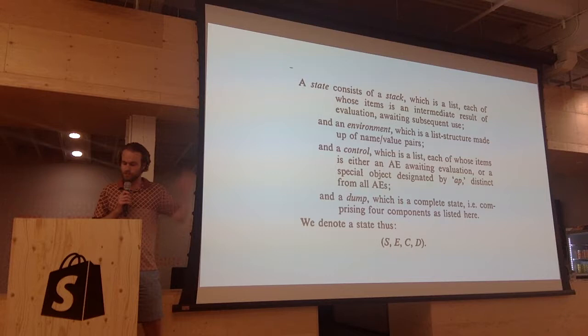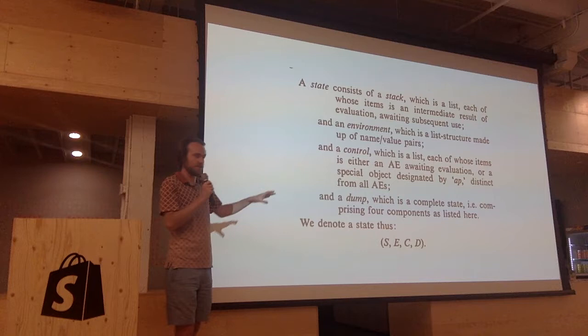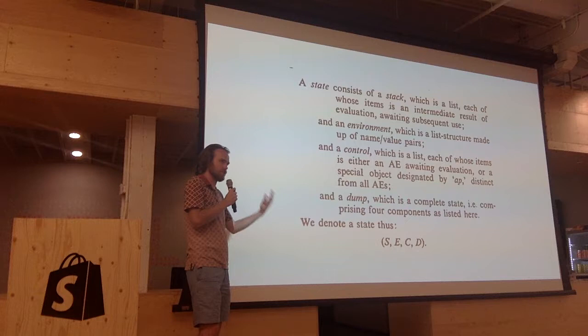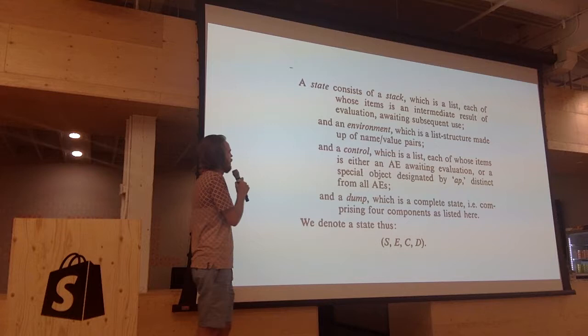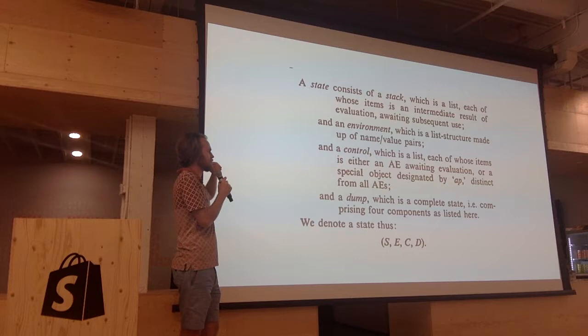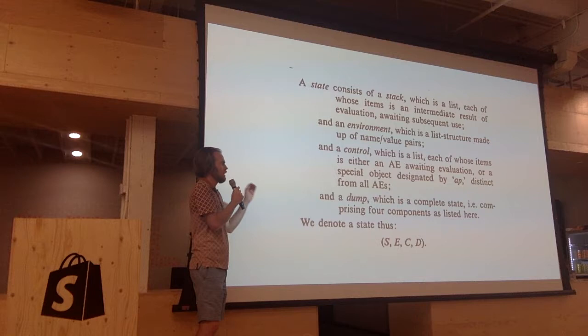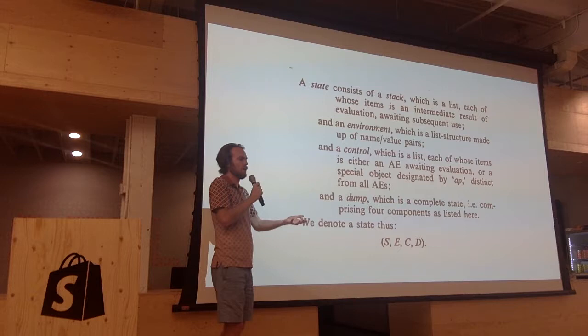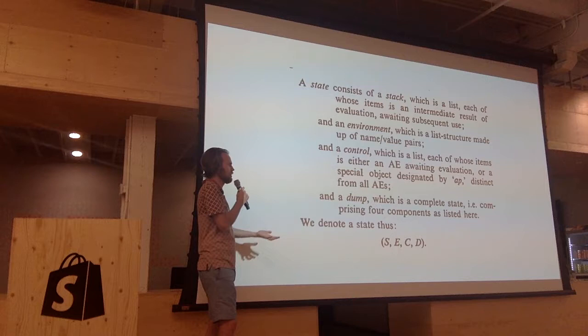But here's the original. So there's a stack, there's an environment, there's a control, and there's a dump. The stack is a list of values. So those are like runtime values, and eventually once the machine finishes running, it'll be the final value in there. The environment is that list of named value pairs. The control is your list of instructions. And you would typically initialize a machine state where the control has a single AE in it. So it has a single applicative expression in it.